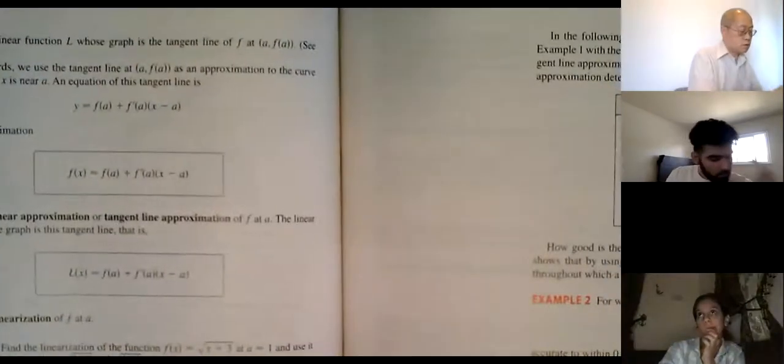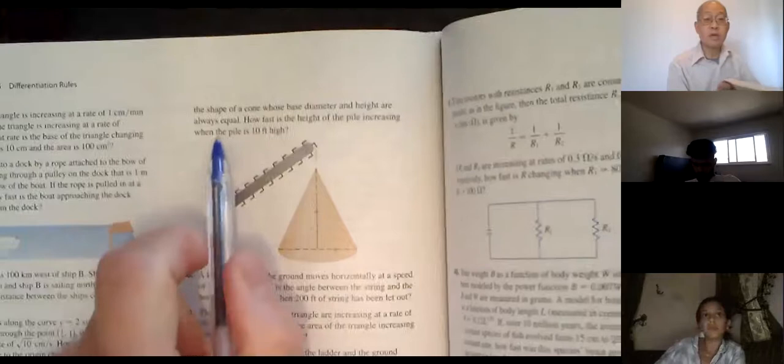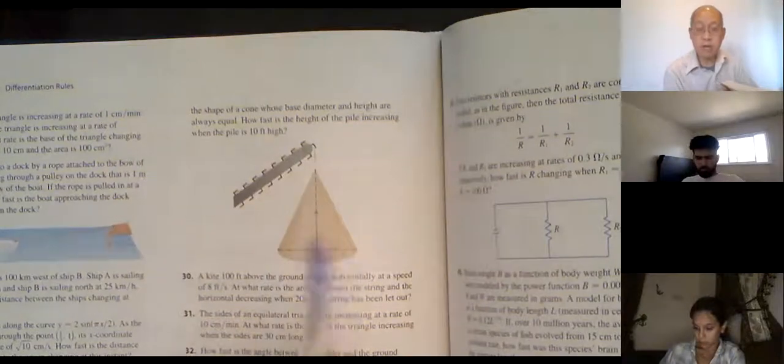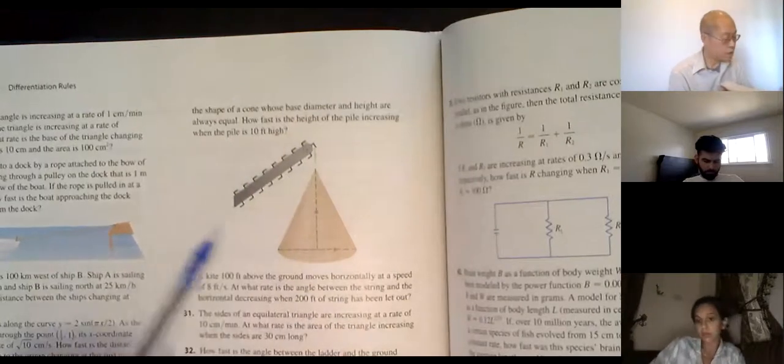All right, so here we go. I was going to show you 29. Gravel is being dumped from a conveyor belt at a rate of 30 cubic feet per minute, and its coarseness is such that it forms a pile in the shape of a cone whose base diameter and height are always equal. So this diameter and this height are always equal. How fast is the height of the pile increasing when the pile is 10 feet high?